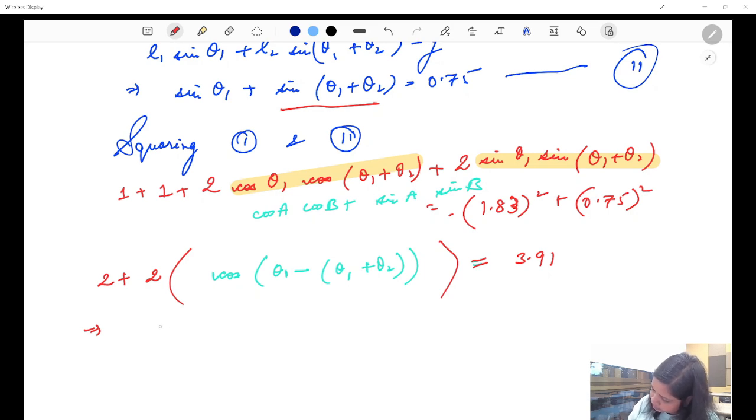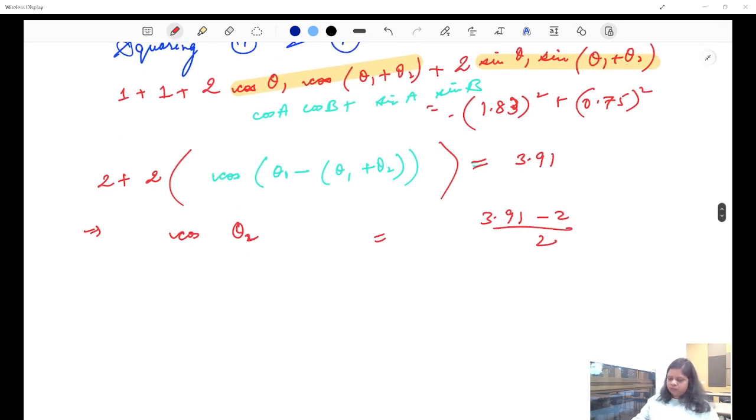So from here we can write 3.91 minus 2 by 2, and here it would just be cos theta 2, because we will get cos minus theta 2, and cos minus theta is equal to cos theta. So cos theta 2 is equal to this value. Do not find the value of theta 2 from here, just find out what is cos theta 2. So your cos theta 2 you'll get to be equal to nearly 0.9557. All right.